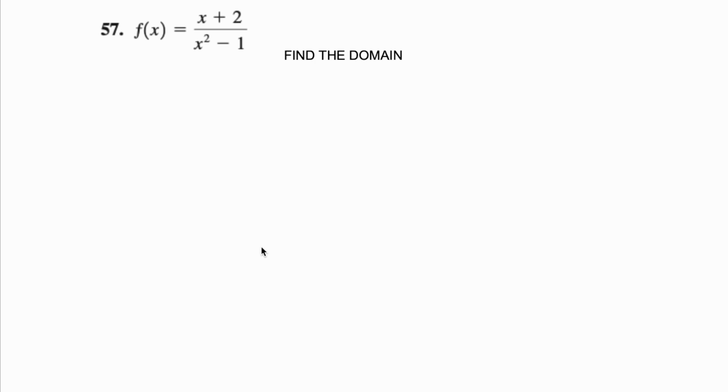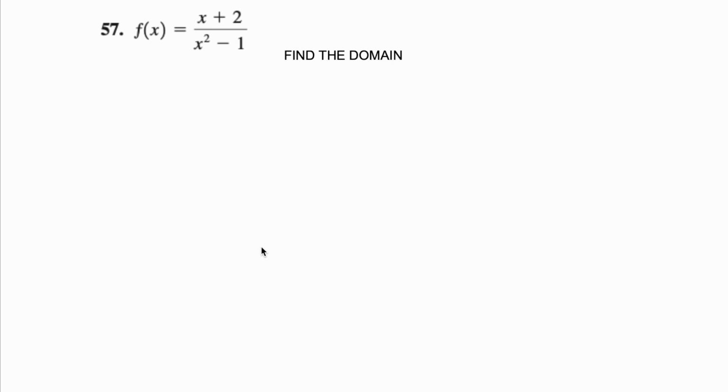Now we're going to find the domain of a function. First off, what is the domain? In mathematics, the domain of a function is the set of all possible input values, or x values, which the function will accept to produce a valid output. Now, let's apply this concept to the function given. f(x) equals x plus 2 over x squared minus 1.